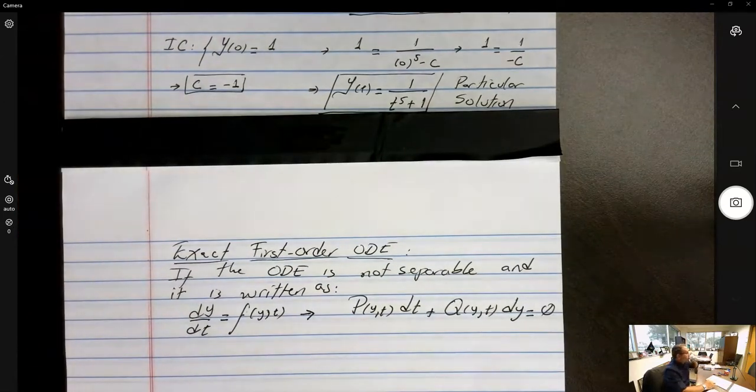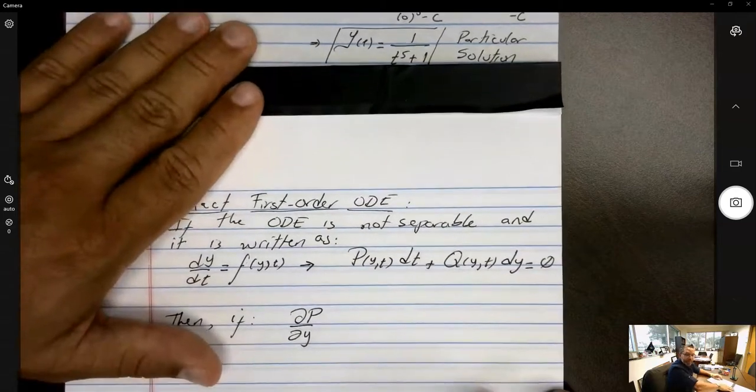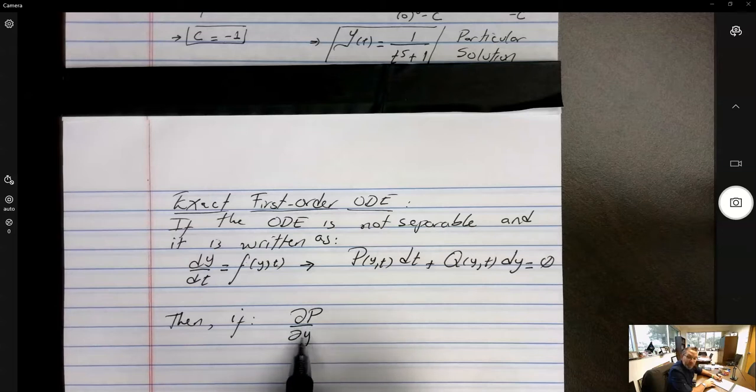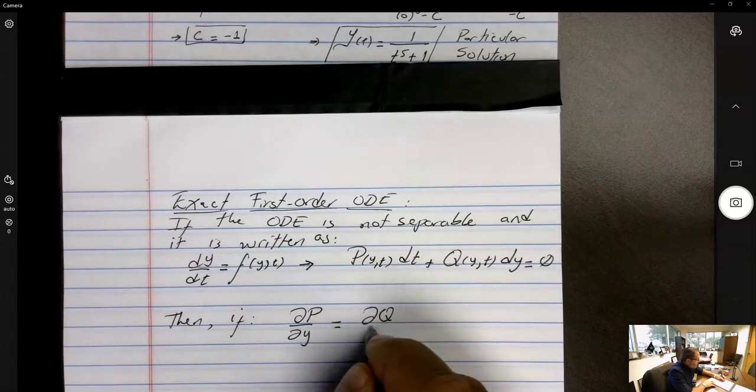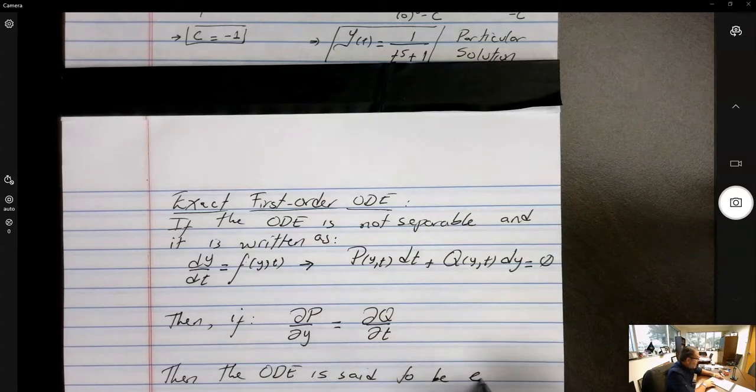So, just to be clear, any equation that I give you, you'll be able to write this way. It's not an if. So, now, if it happens that dp/dy, the partial of p with respect to y, so the function that accompanies dt, you differentiate with respect to y, happens to be equal to dq/dt, then the ODE is said to be exact.